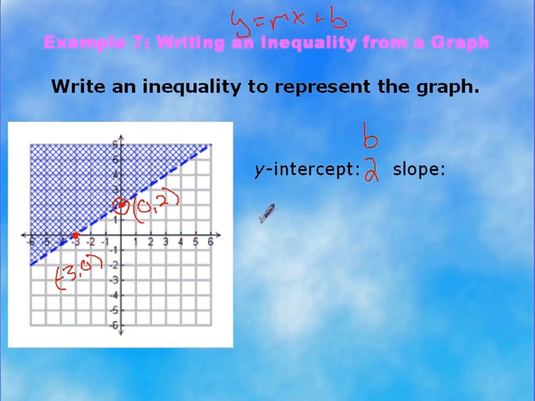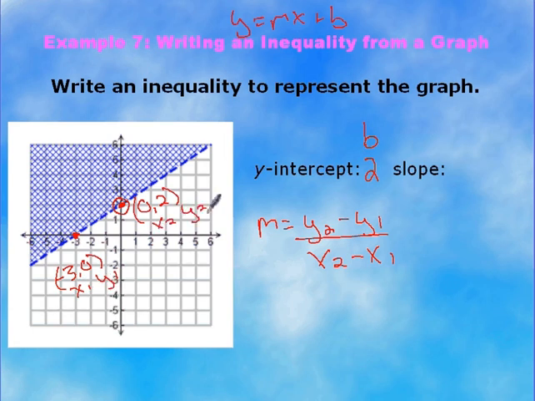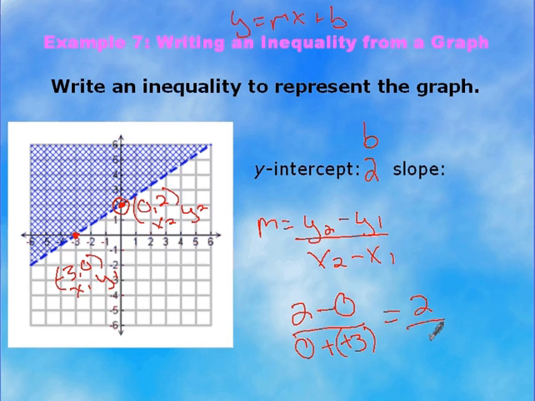So then our slope, we can use our slope formula. Okay, so this can be x1, y1, x2, y2. So y2 is 2 minus y1 is 0 over x2 is 0 minus x1 is negative 3. So we're minusing negative 3, which is the same as adding 3. 2 minus 0, 2, and 0 plus 3 is 3. So our slope is 2 over 3, and that's the m.